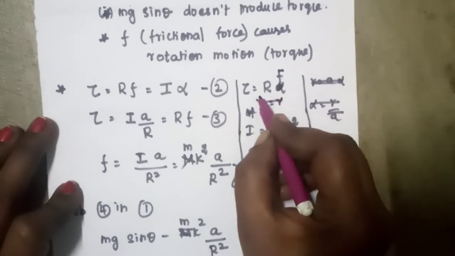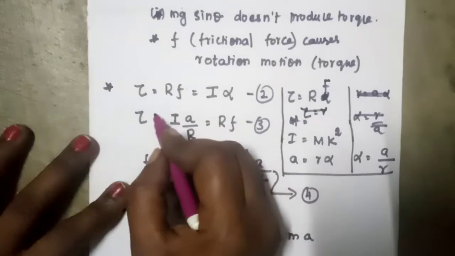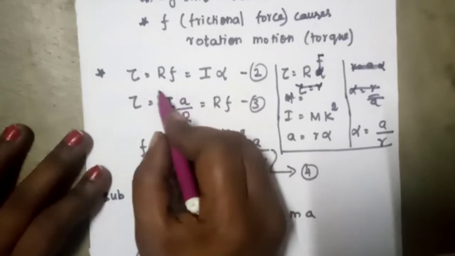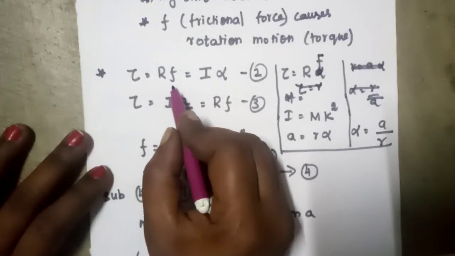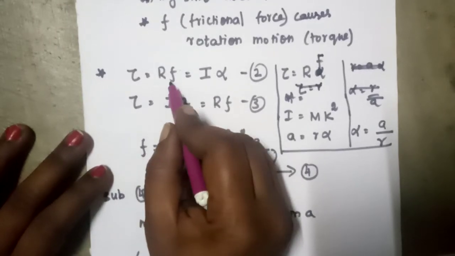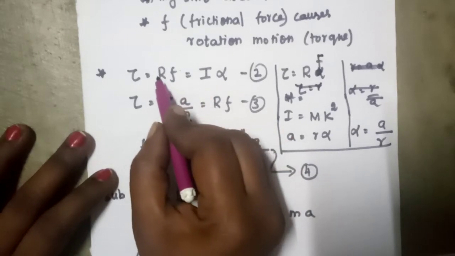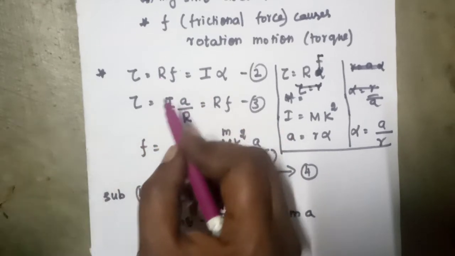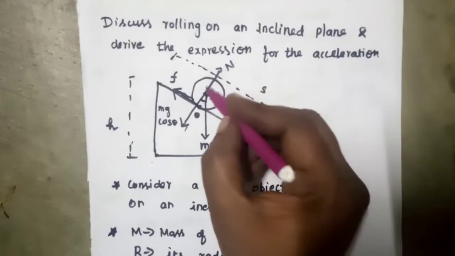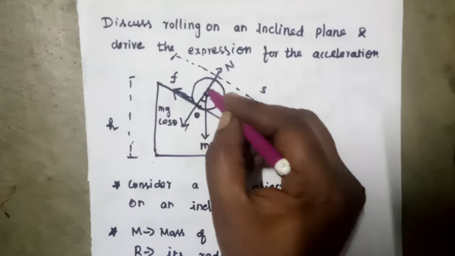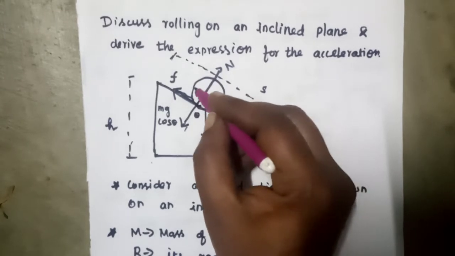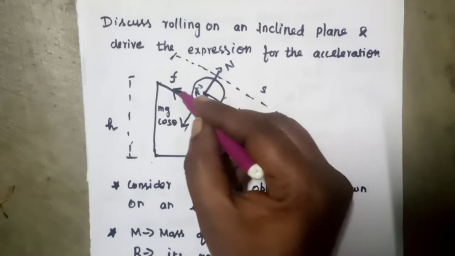There is a formula for tau is equal to r f. That formula only I have written here. Tau is equal to r vector cross f vector, you would have studied. Tau is equal to r f sin theta, where theta is the angle between the r and f. So here, tau vector is equal to... this is the radius direction, this is r vector, and this is f vector.